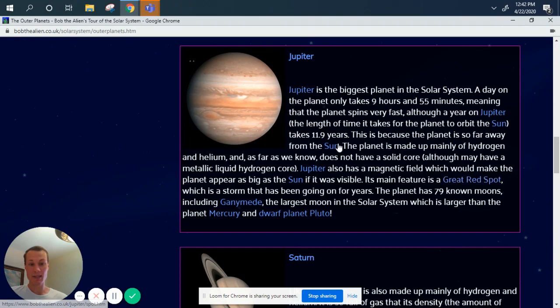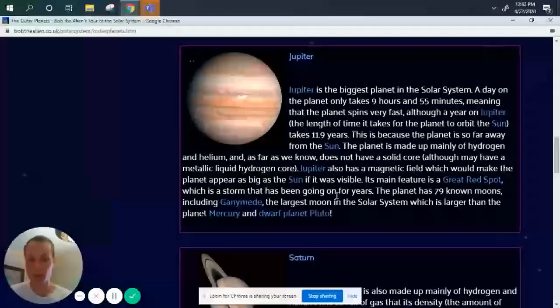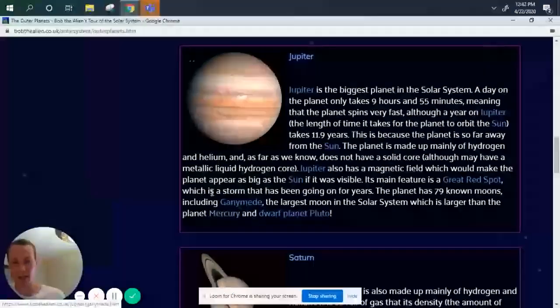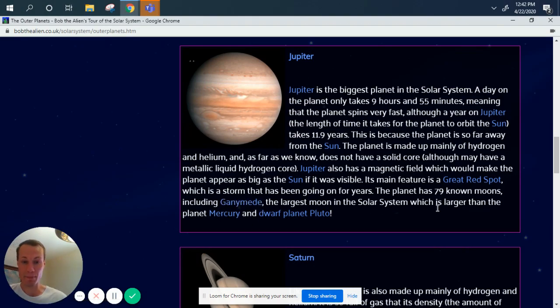Jupiter is mostly known for this huge red spot right here, which is actually a huge storm. This storm has been going for years. That means scientists have been seeing the storm, and it doesn't go away. Our storms are usually over in a day, maybe 2 days. This storm has been going on for years. This planet has 79 moons, including Ganymede, which is the largest moon in our solar system. The moon is actually bigger than Mercury and Pluto. Lots of moons, made out of gas, an interesting red storm on it, and the largest planet. That's what we've got to know about Jupiter.